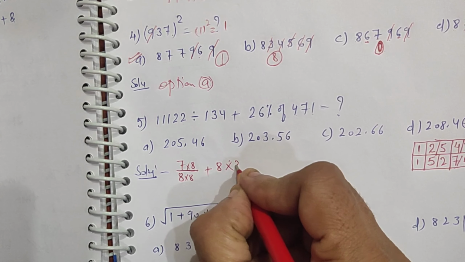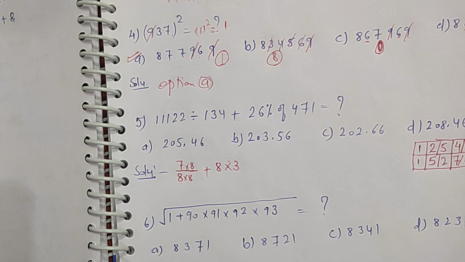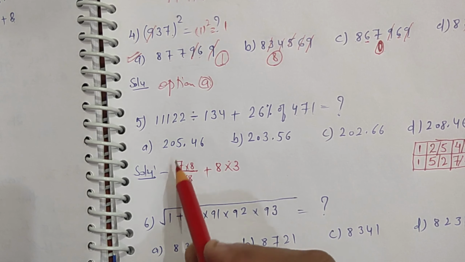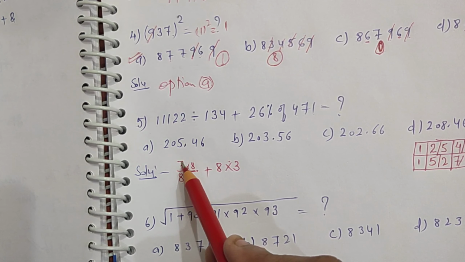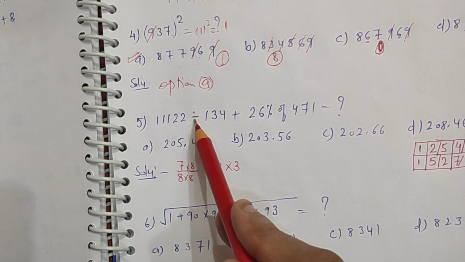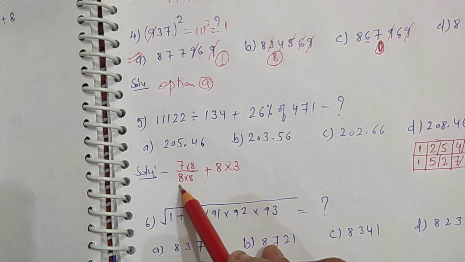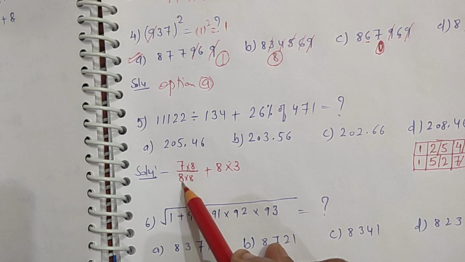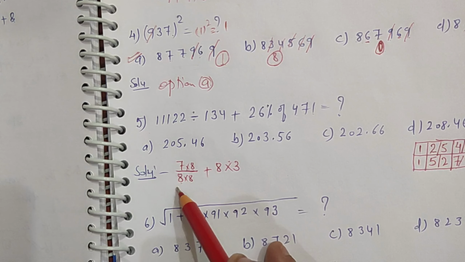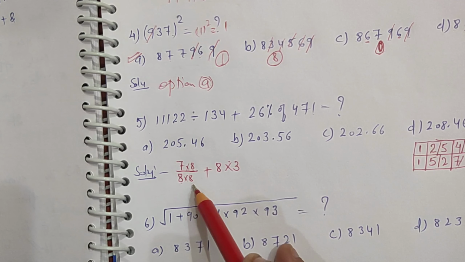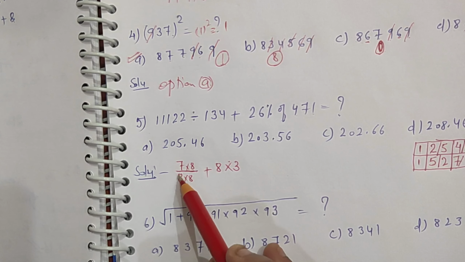So it will be 3. Got it? What I did? Added this number 7, divided by, then added this number 8. So to make it 8, I need to multiply with 8 because 8 into 8 is 64 and 6 plus 4 will be 10. So denominator will become 1.